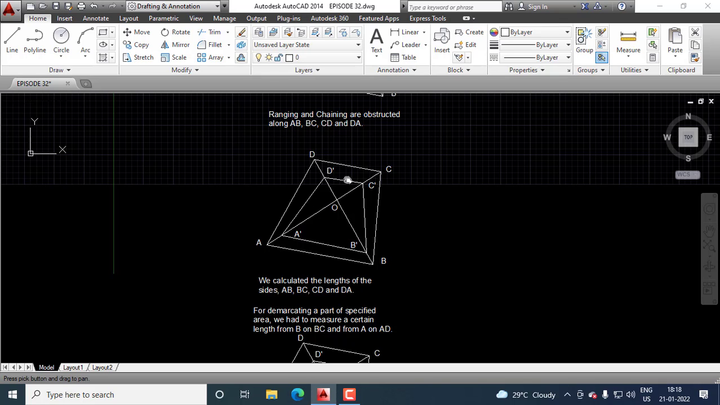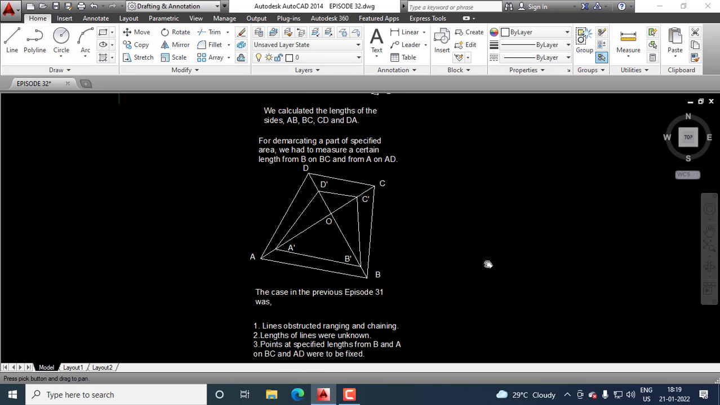By constructing this small quadrilateral, we calculated the lengths of AB, BC, CD and DA. For demarcating a part of specified area, we had to measure a certain length from B on BC and from A on AD. From this B point, we had to measure some distance from B on this line and some distance from A on this line. Because these two lines obstruct ranging and chaining, we can't measure these lengths, these sides of the part.